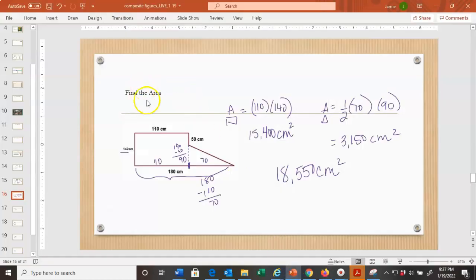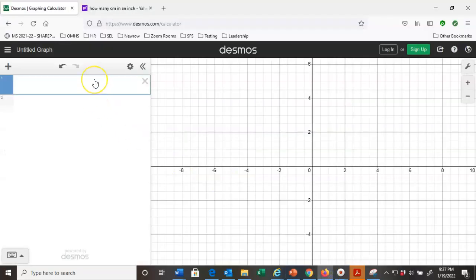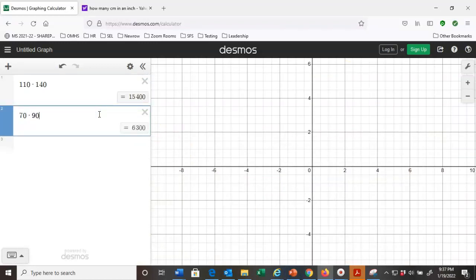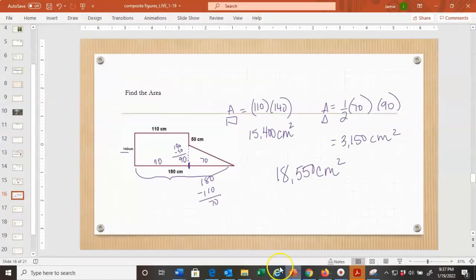Interesting. Let's just double check our math here, right? So 110 centimeters times 140. Okay. And then 70 times 90. Okay. Looks okay.